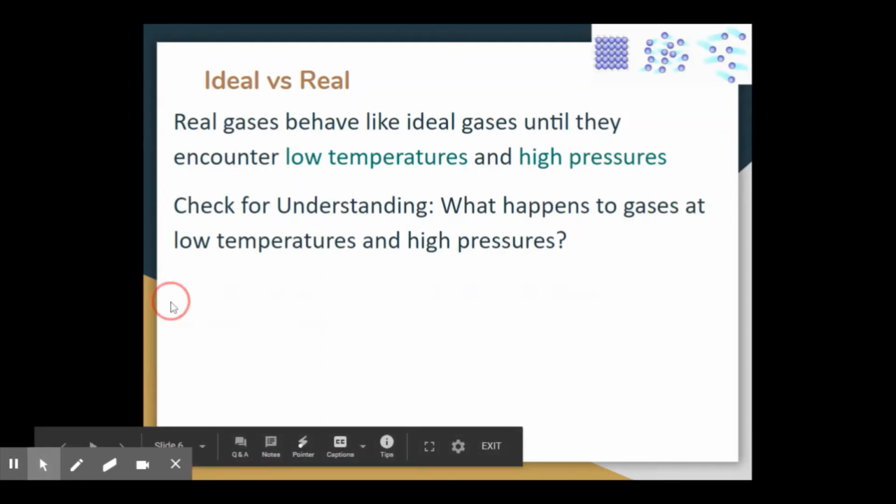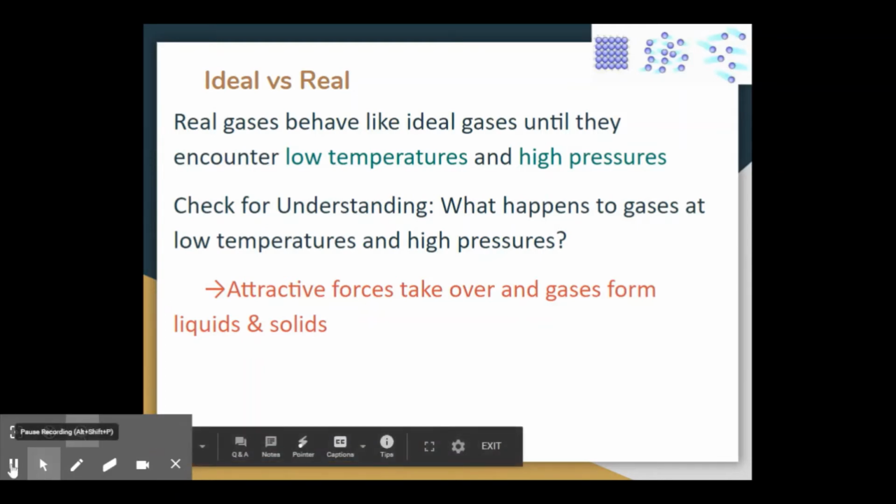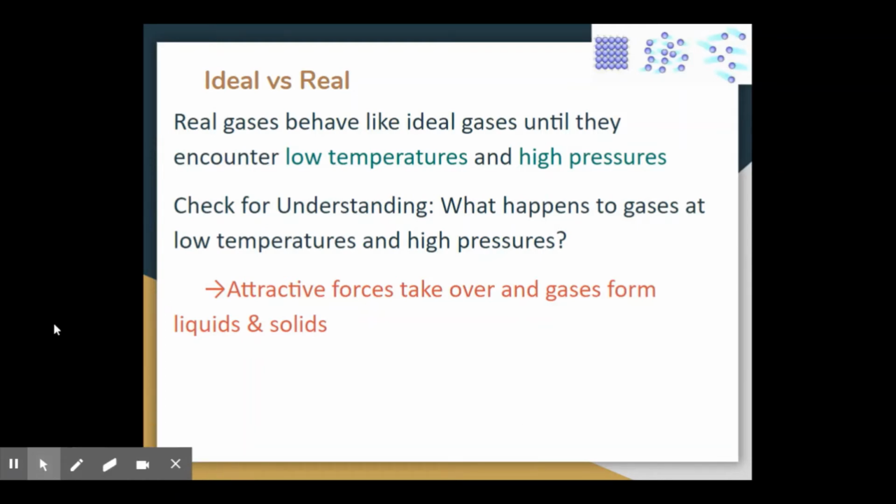Hopefully you said something as far as attractive forces take over and gases can form liquids and solids. You also could have said something like the particles move slower and become closer together. All of those answers will be considered correct.